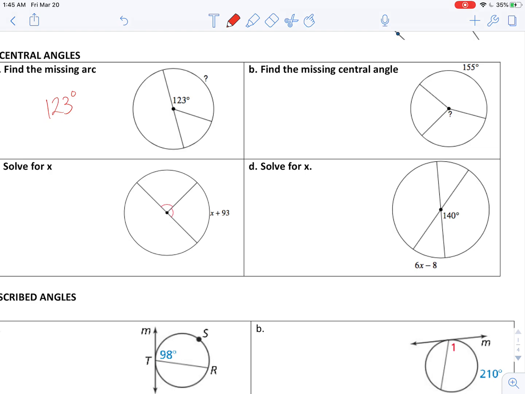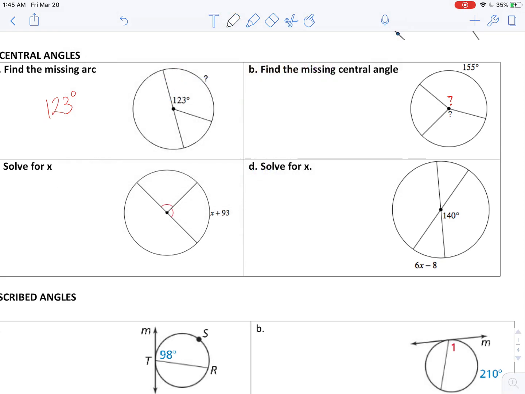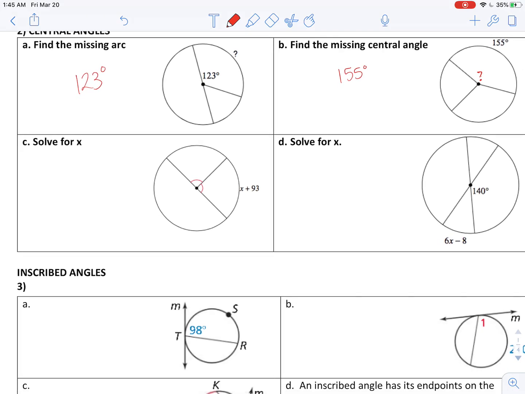Now here we want to find our missing central angles. Oh, I'm sorry. I meant to put my question mark here. I was a little confused as to why I did that. So there's my central angle. Just, see if I can almost sort of artificially erase this. There we go. Yep. That's the central angle I was looking for. Sorry about that typo. So if the arc is 155, then what's the central angle? Well, that must also be 155.